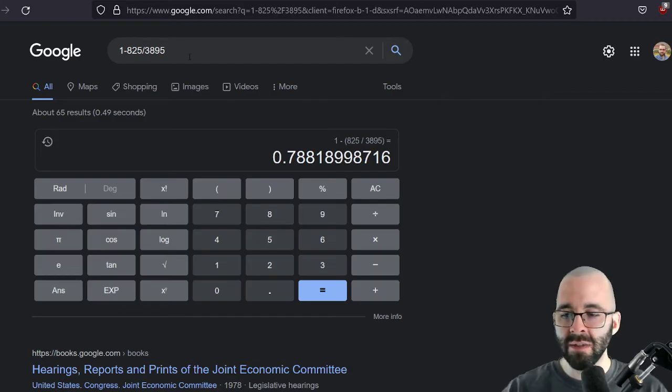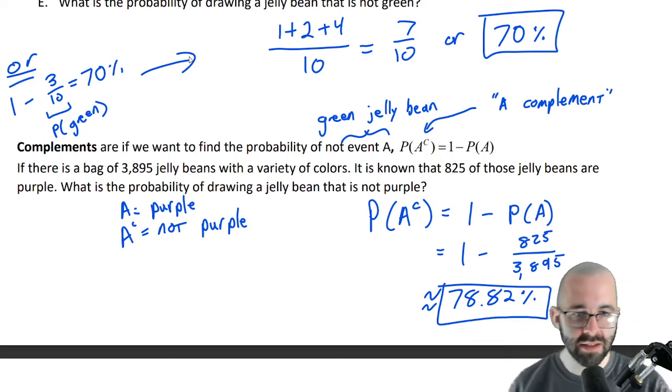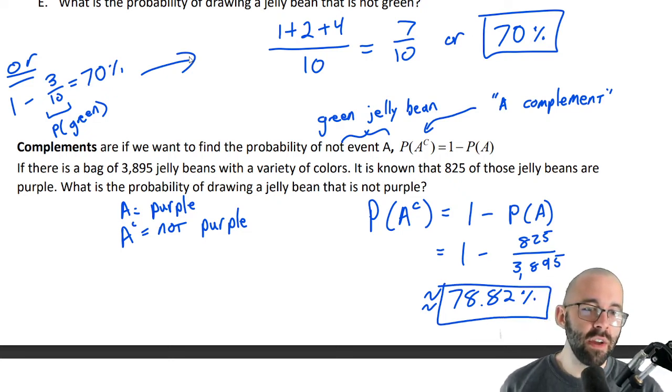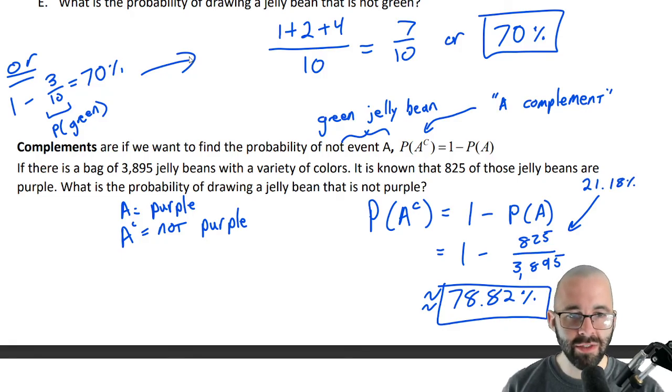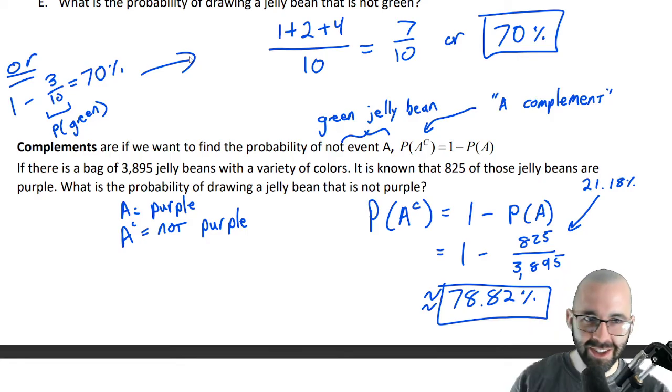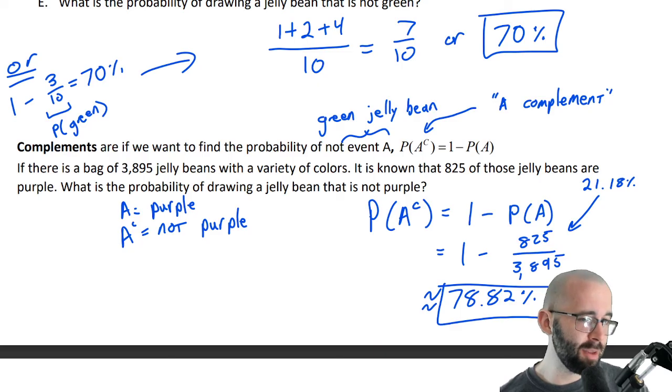Google is my favorite calculator. We're going to get about 78.82% as the probability of getting a jelly bean that's not purple. And likewise, there's a 21.18% chance of getting one that is purple, right? That's what this one right here was, 21.18%, if I can do my math in my head correctly. And if I don't, just pretend I did to get the point across, okay? And that is complements. That is basic probability. In future videos, we will do less basic, but still not anything super crazy, but less basic probability.